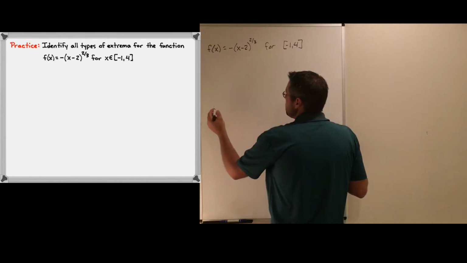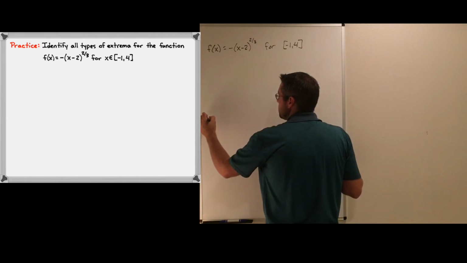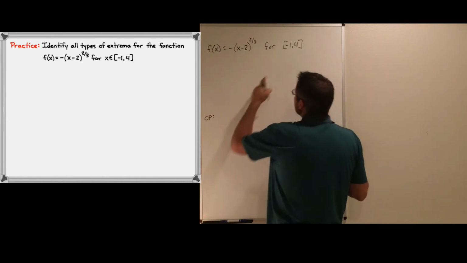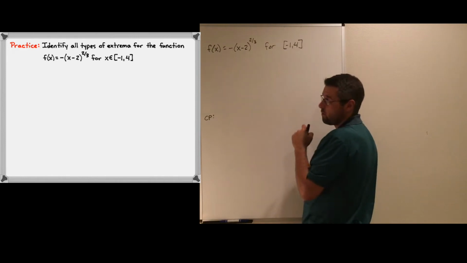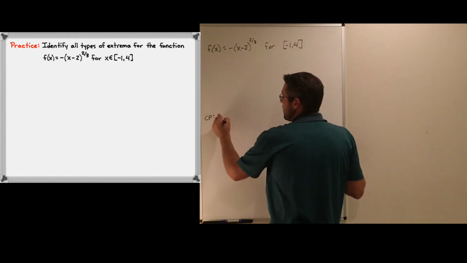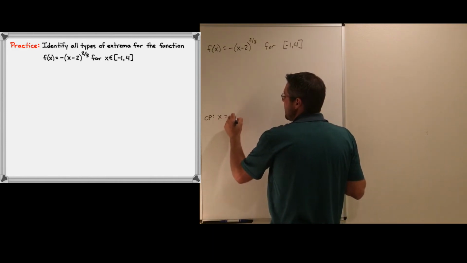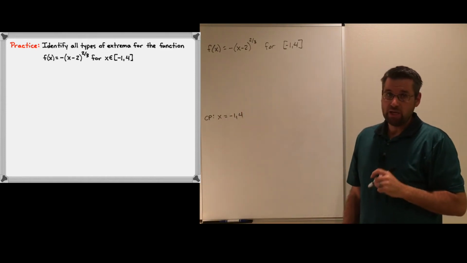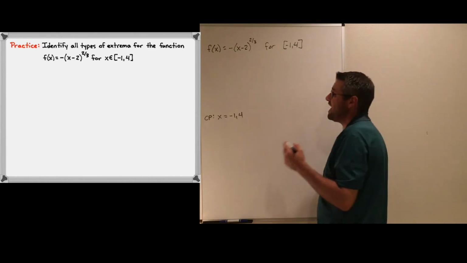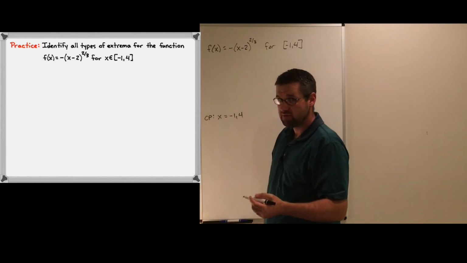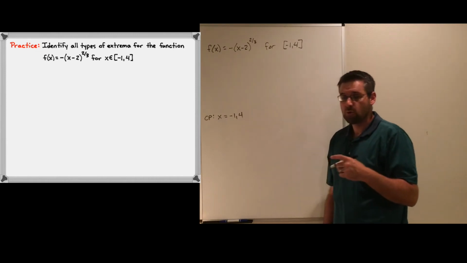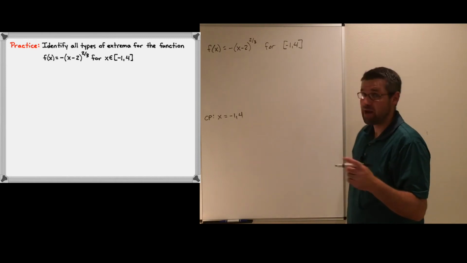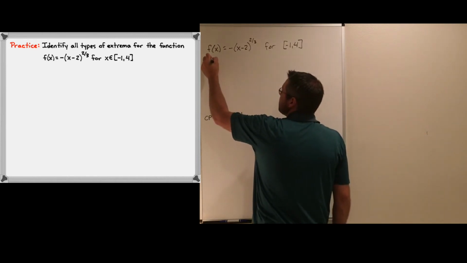So the first critical points we notice here are at endpoints. Well, we have a closed interval all the way around, so that makes it nice. We have critical points of -1 and 4 because those are endpoints. Now we need to look for the other critical points. The next critical points are when the derivative is equal to 0 or when the derivative does not exist. So in either one of those cases, we have to find the derivative here.